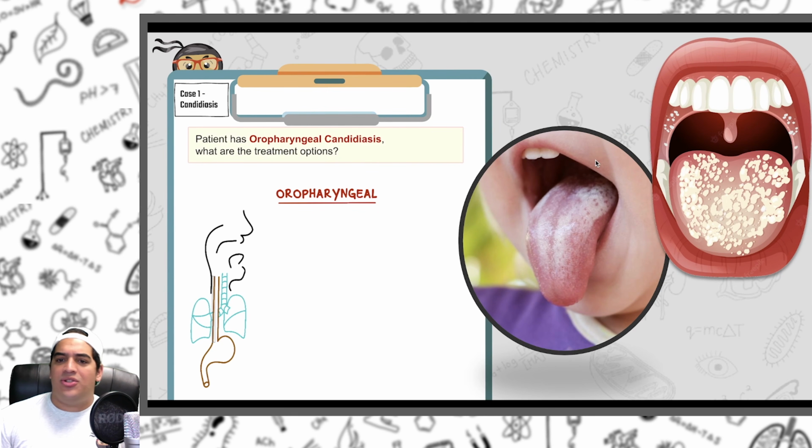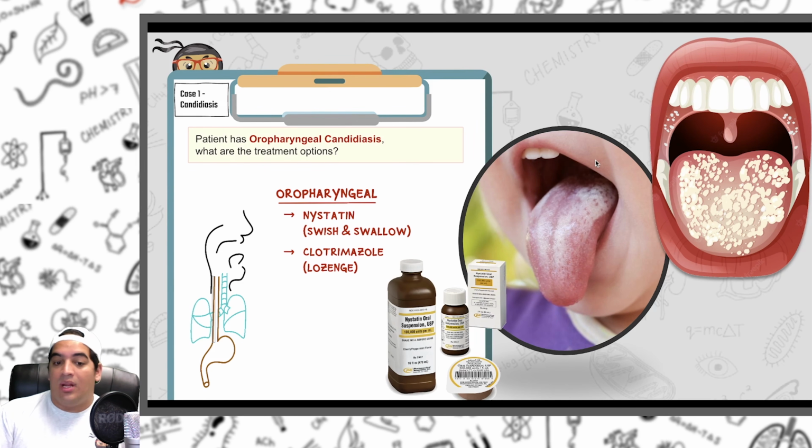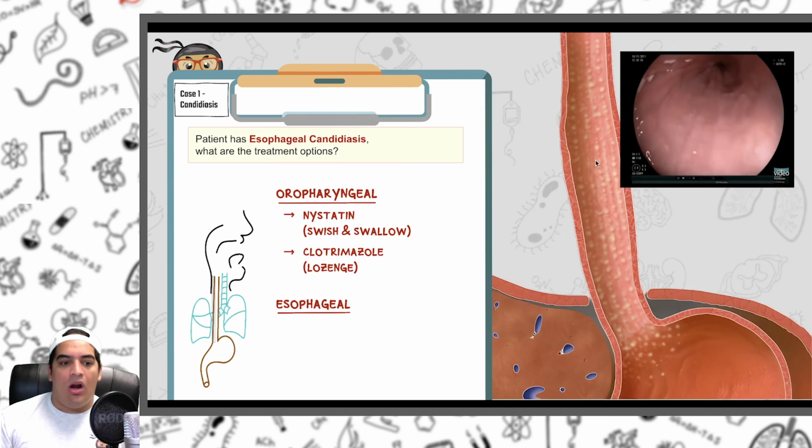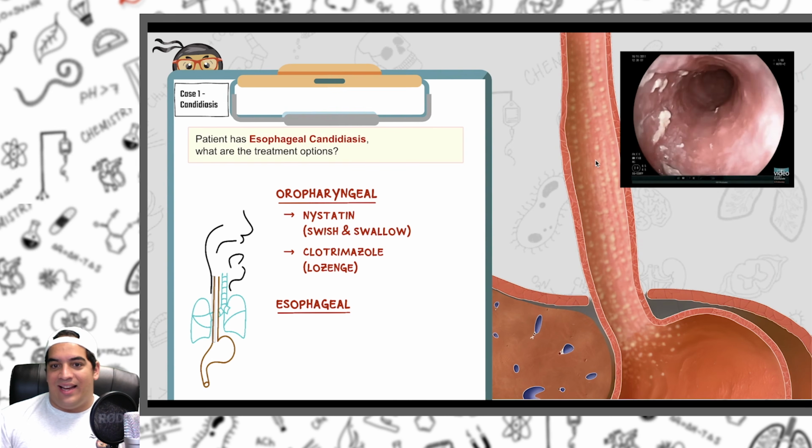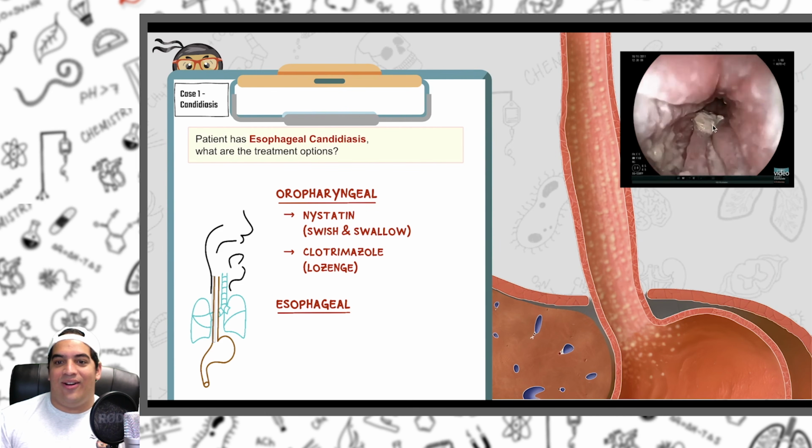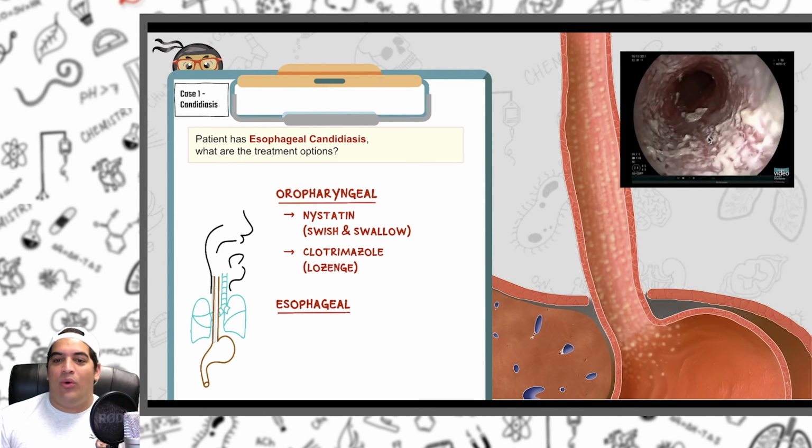All right, we move on now into the first case. He says, okay, you have a patient who has oropharyngeal candidiasis. They got some thrush there. What's the treatment? What are the opportunities for what kind of drugs you would use? You can say, oh, you can use nystatin swish and swallow, or the clotrimazole lozenges. Beautiful, done. All right, he says, okay, you actually have a patient who has esophageal candidiasis, and you see this here. Look at all that. Oh, man, that's rough. What are you going to do for this patient?